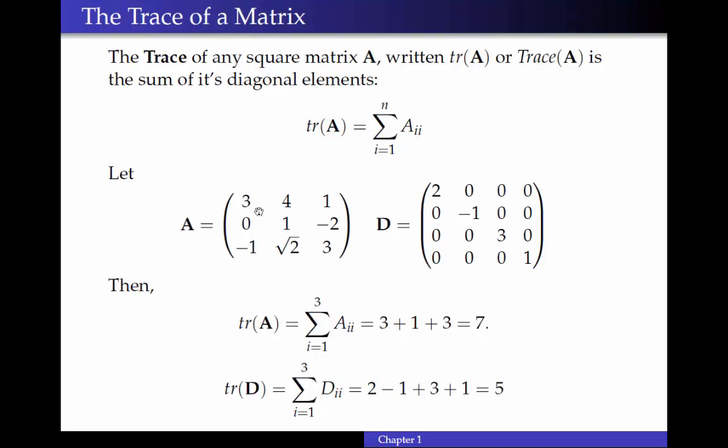So here I have two matrices, A and D. They're both square. So the trace of A is the sum from 1 to 3 of the diagonal elements. a_11 is 3, a_22 is 1, a_33 is 3. And the trace of D, this is an error. That should be a 4, correct? So the sum from 1 to 4 of the diagonal elements of D, which would turn out to be 5.